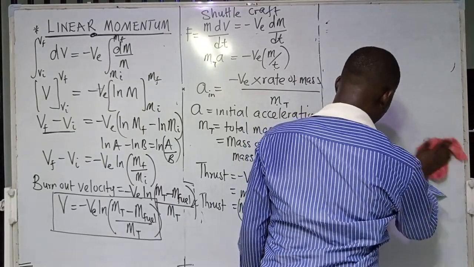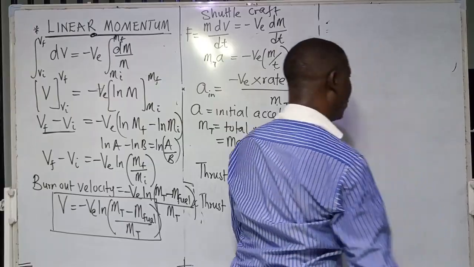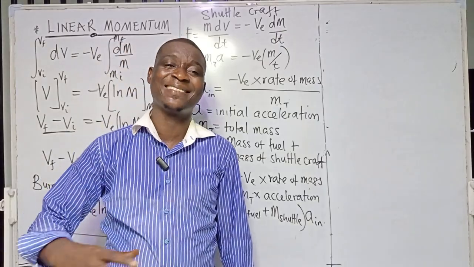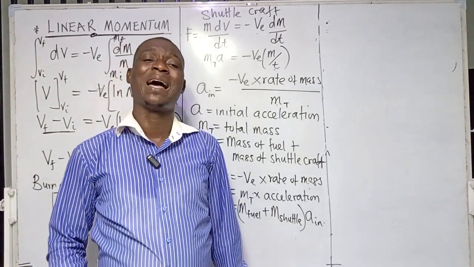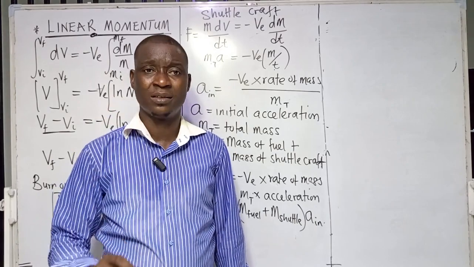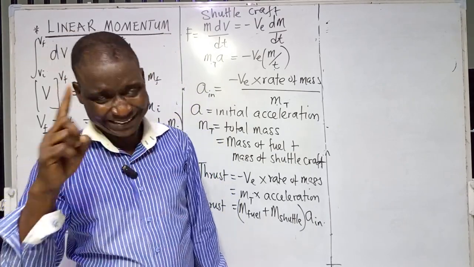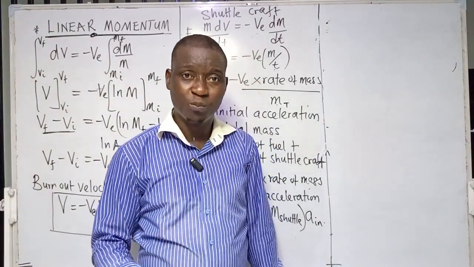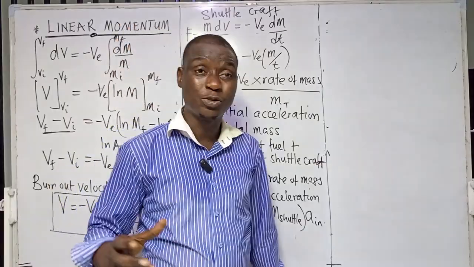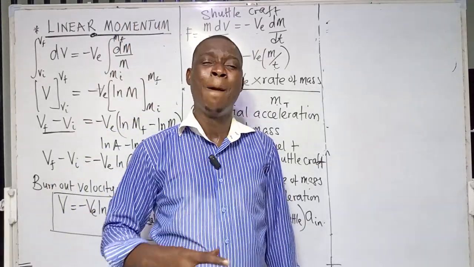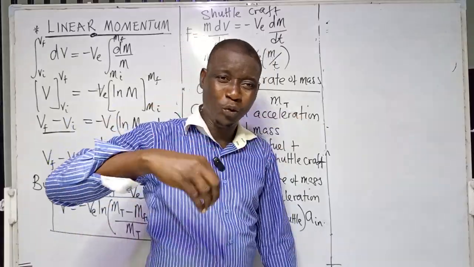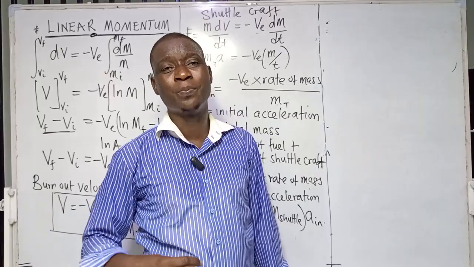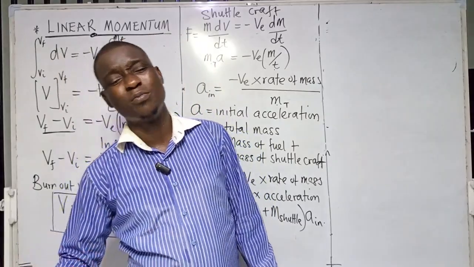Law of conservation of momentum, now take note. It is applied to the entire system, but not applied to individual objects. So if you talk about the total momentum before collision, of both the two bodies combined together, total momentum before collision is equal to total momentum after collision.